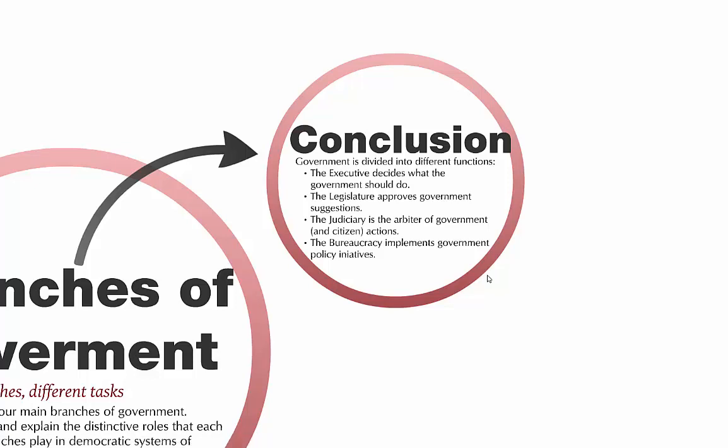The executive decides what the government should do. The legislature approves government suggestions and creates laws. The judiciary is an arbiter of government actions. And the bureaucracy implements government policy initiatives.